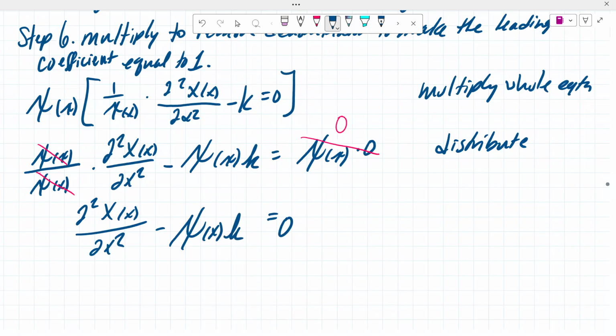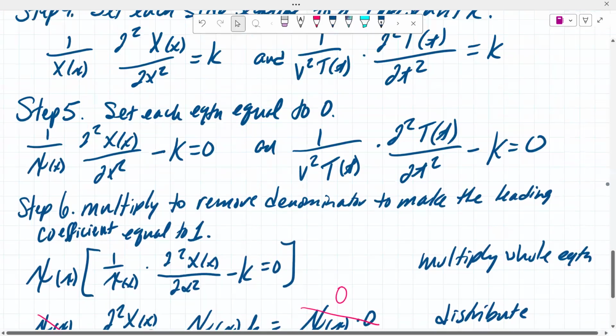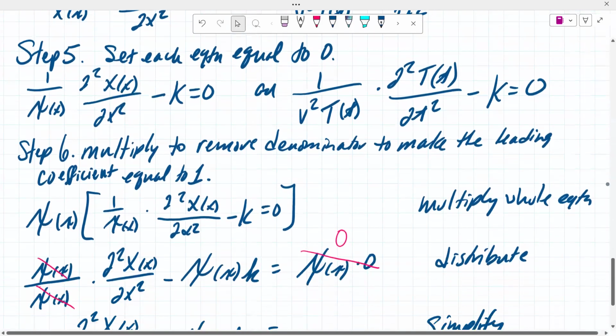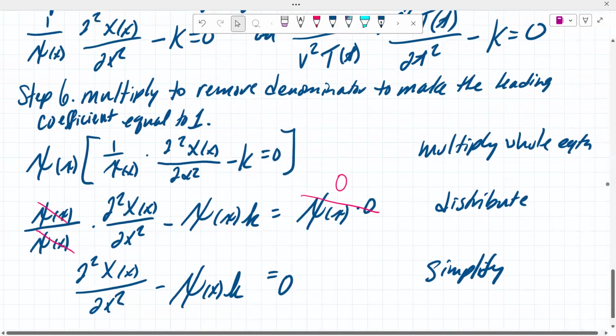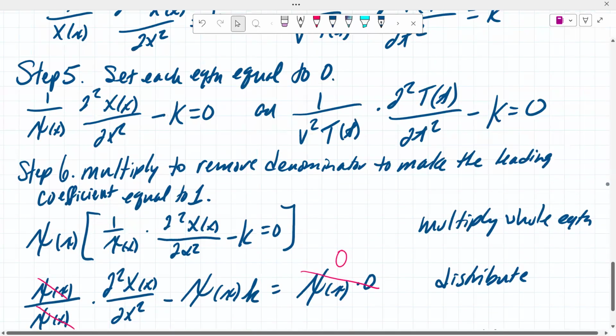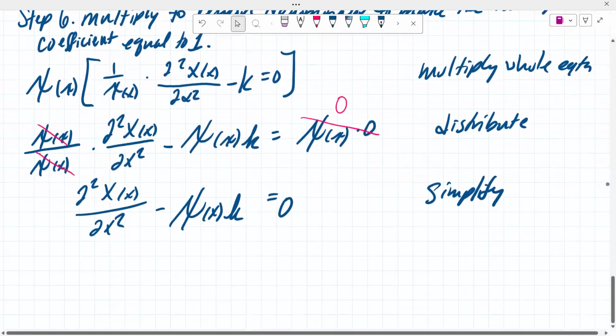All right, let's simplify. But don't forget that we had 2 equations, so we need to do the same thing for the other equation. Let's go ahead and do it.